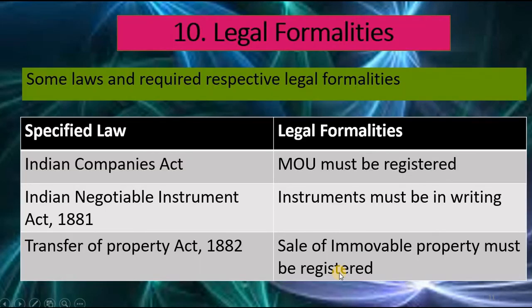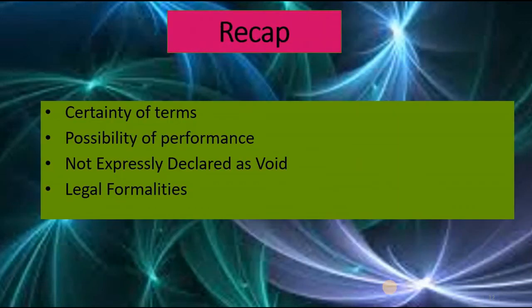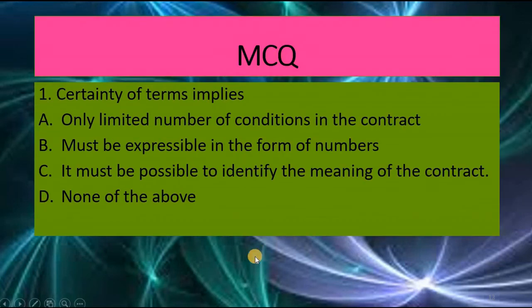Hope you understood all the essential requirements of a valid contract. So we have studied 10 basic essential requirements of contract. In today's class we have studied certainty of terms, possibility of performance, that it should not be expressly declared as a void contract, and the minimum legal formalities to be observed and followed by the business parties. Let's have a small quiz.